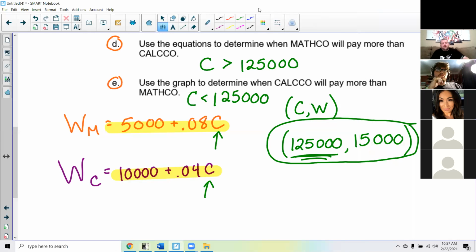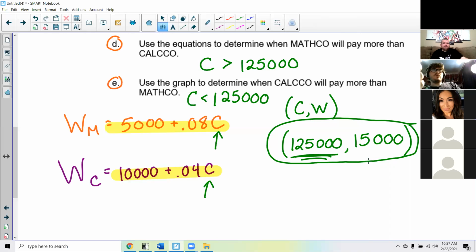Okay, so when I solve this equation, I set them equal and solve. That just gave me the C coordinate. You take that value and plug it back in to get the wage coordinate. And it better be the same for both of them. Otherwise, you did something wrong.